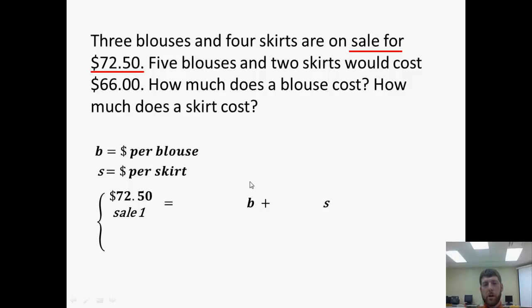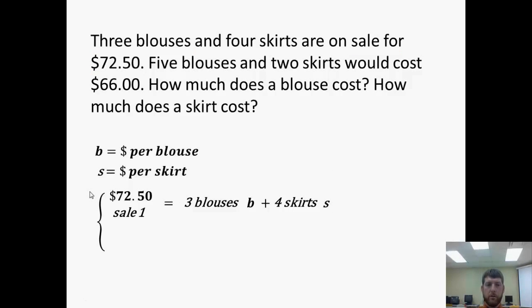So we're going to have to multiply the dollars per blouse times the number of blouses and the dollars per skirt times the number of skirts. Putting the things that are alike together, 3 blouses times the cost of each plus 4 skirts times the cost of each gives us the total cost.